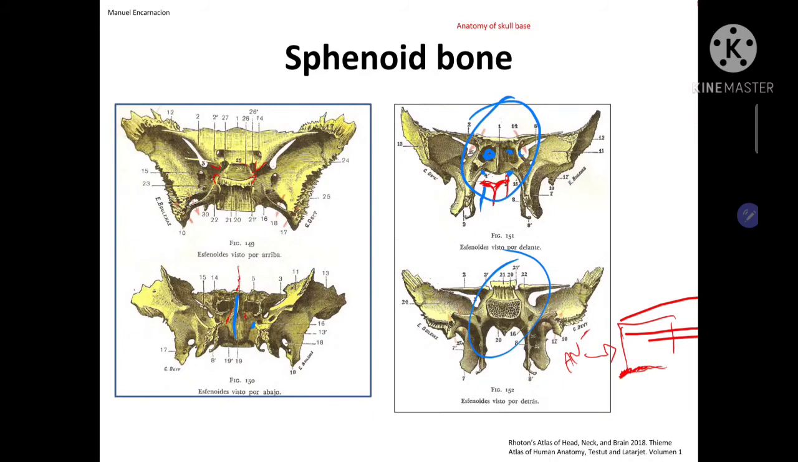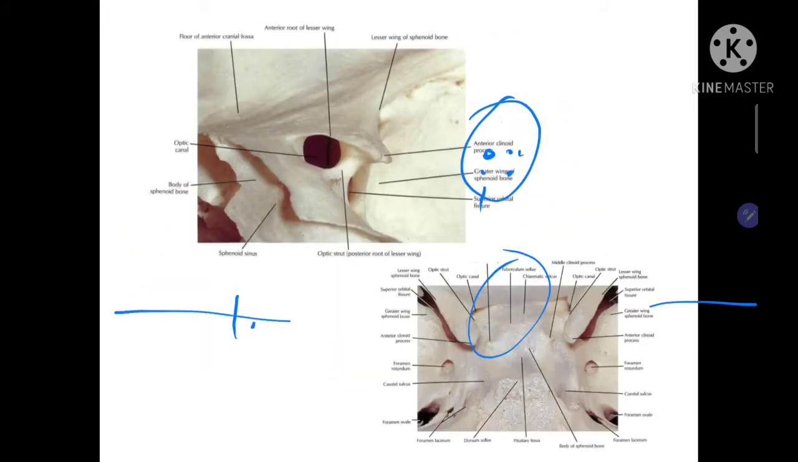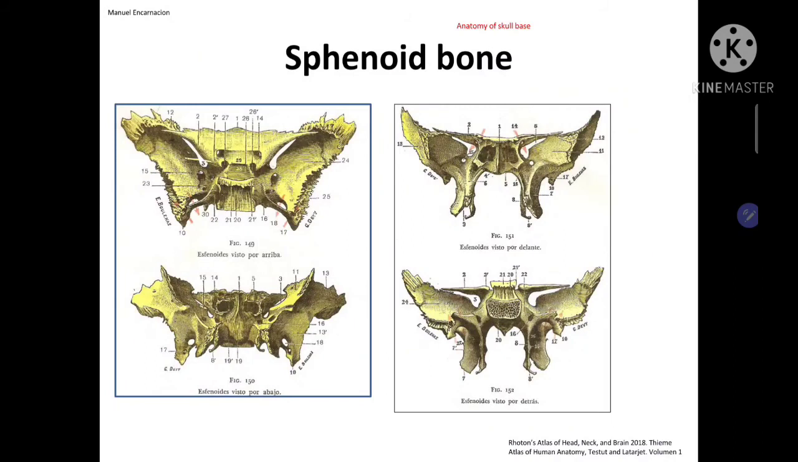So in the end, we have the lateral surface. Let's take a good picture. From the lateral surface of the body of the sphenoid bone, superiorly and anteriorly, arises the lesser wing of the sphenoid or alae parvae, and in the more inferior part, in a posterior direction, the major wing or alae magnae of the sphenoid.